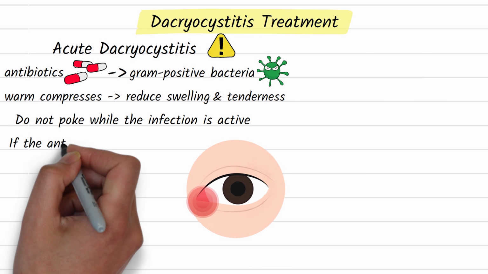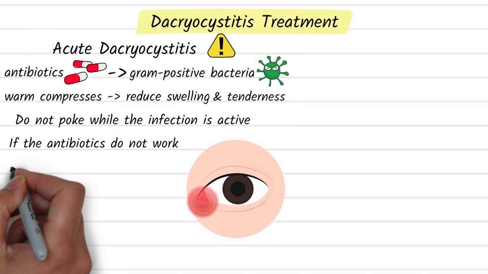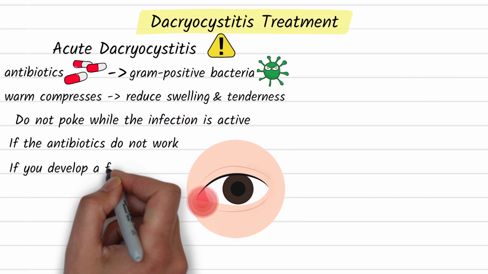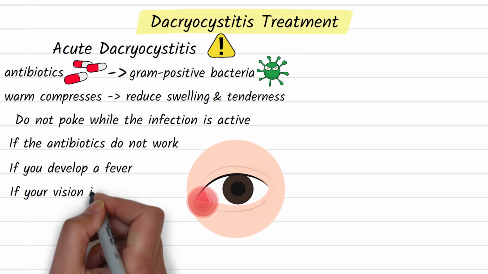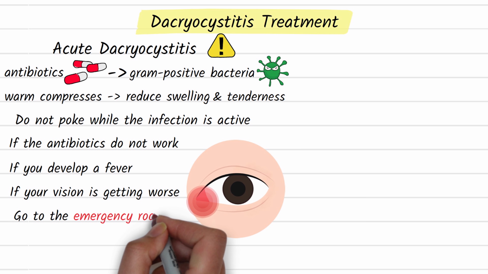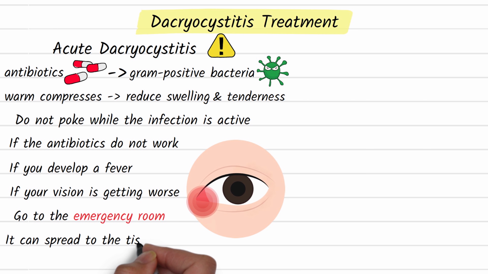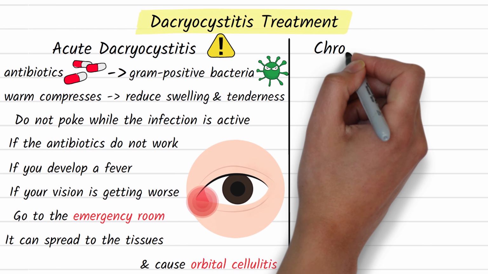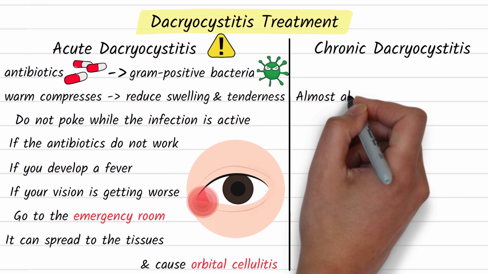If the antibiotics do not work after a few days, or if you develop a fever or notice your vision getting worse, you need to go to the emergency room immediately. This can spread to the tissues around your eye and cause orbital cellulitis, which is a serious infection that can threaten your vision.